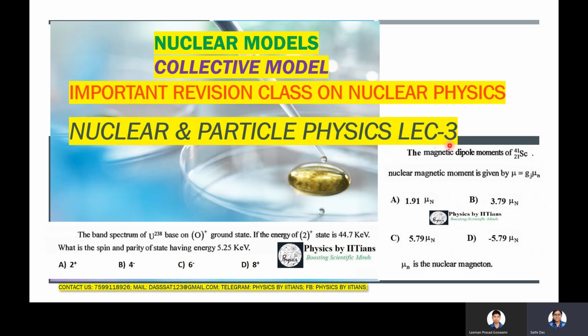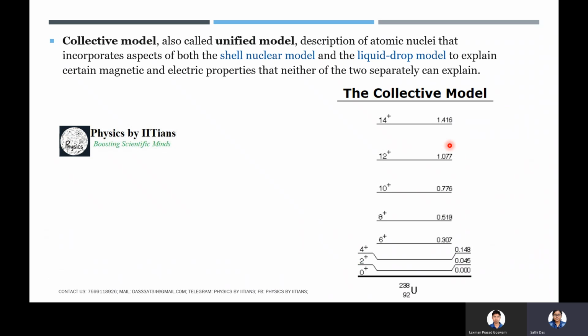In this video, I shall discuss another model, that is the collective model. From the name, collective, this is also called the unified model. This is a description of atomic nuclei that incorporates aspects of both the shell nuclear model and the liquid drop model, and this will explain certain magnetic and electric properties that neither of the two separately can explain. So that's why this model is known as the collective model. This is actually a unification of both the two models that we have already discussed.